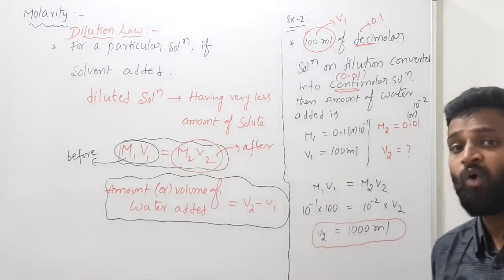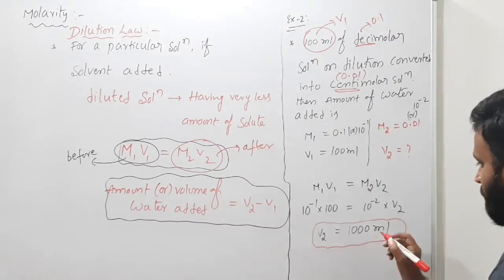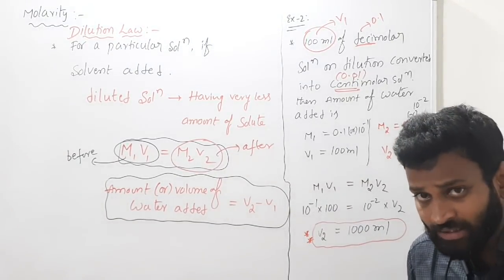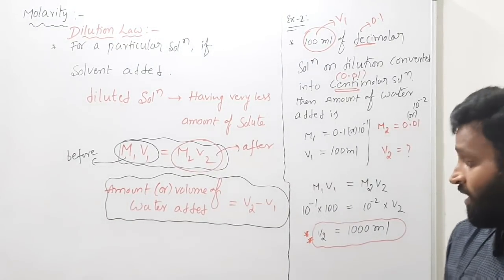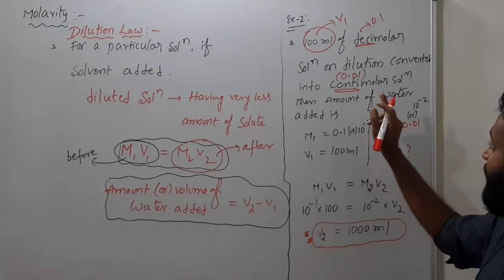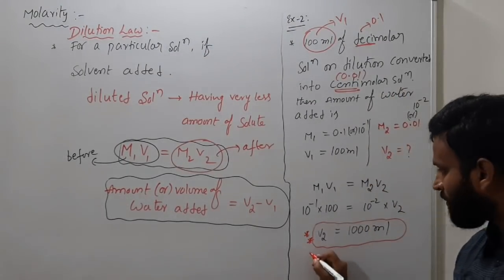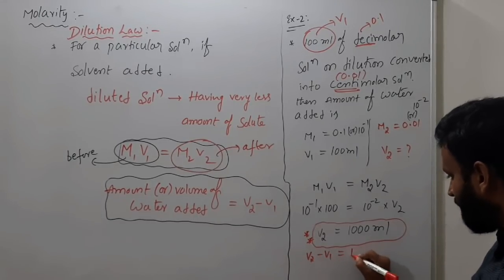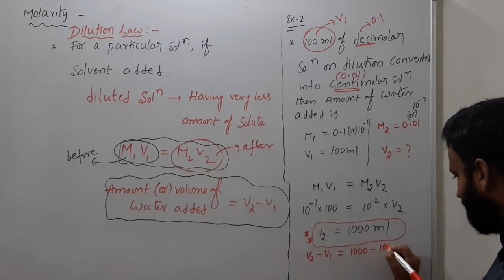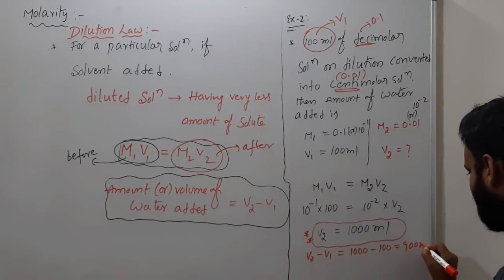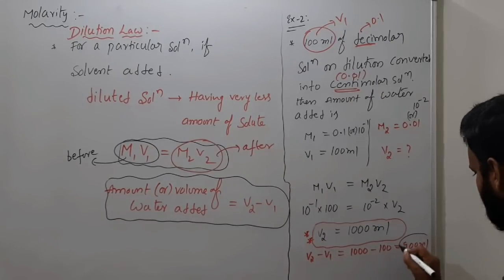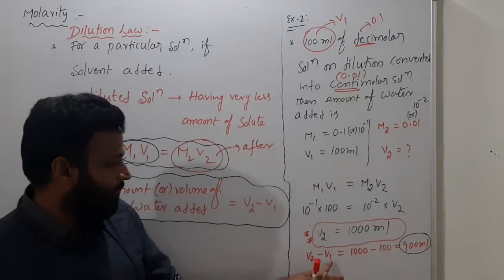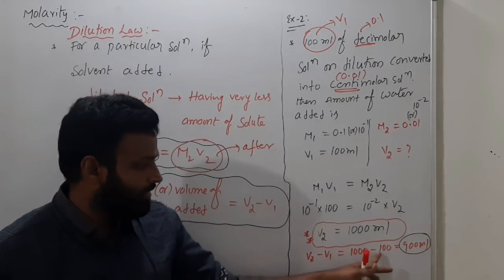Final volume is how much, if they ask? 1000 ml. What is the final volume they are asking? No. They are asking what is the amount of water added. So amount of water added means V2 minus V1, it is 1000 minus 100. So the answer is 900 ml.